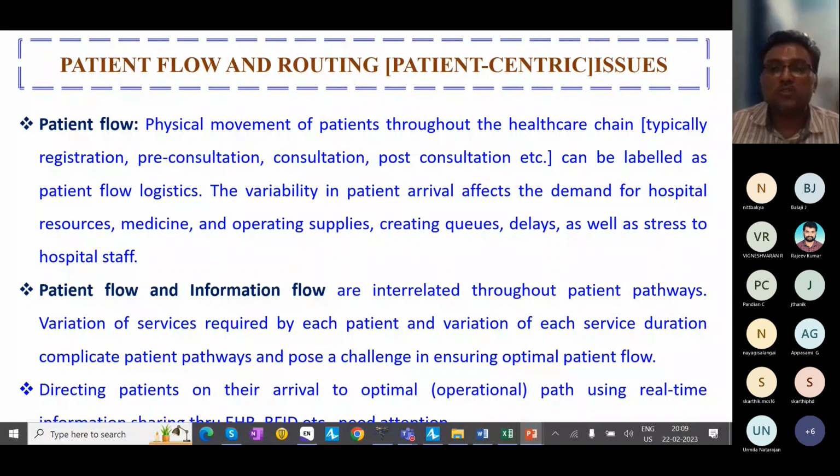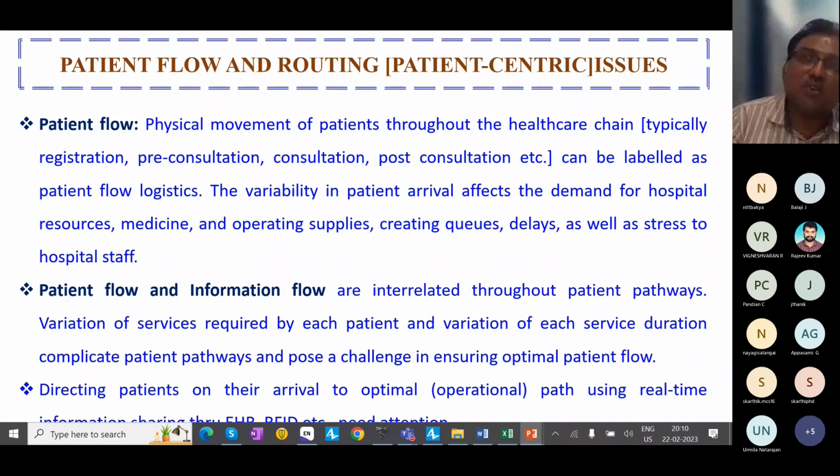And resources. So when you have limited resources, this will create a bottleneck, right? It creates queues, delays, and additional stress on hospital resources, staff, and doctors. And patient flow and information flow are related throughout the patient pathways, right? And actually, there is research available on how to design the patient pathway.